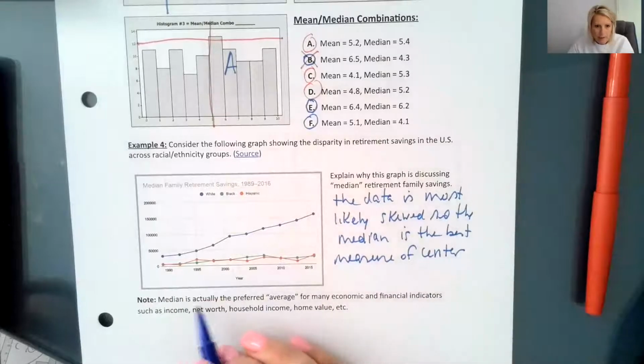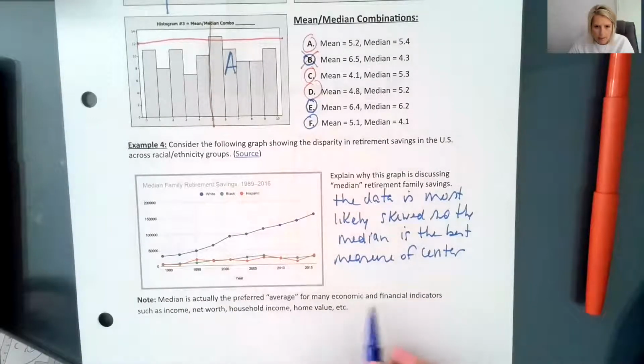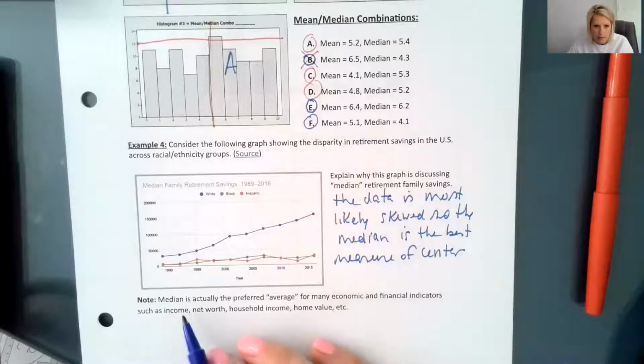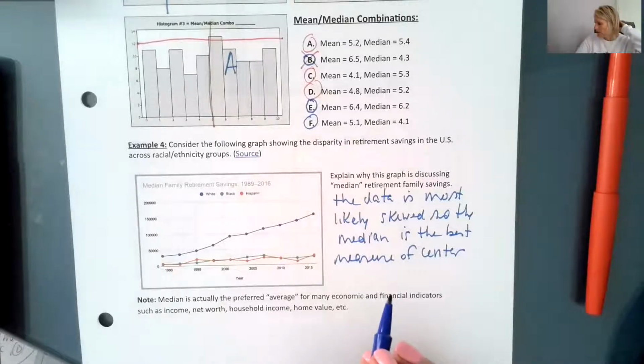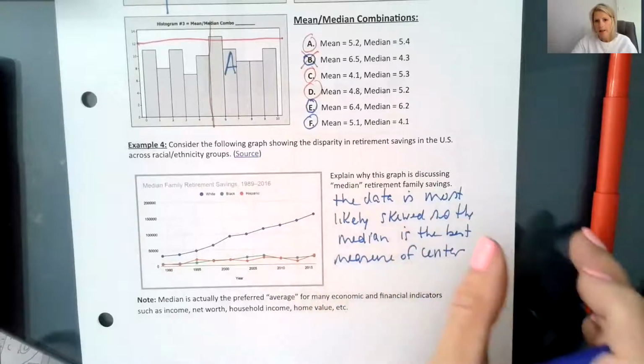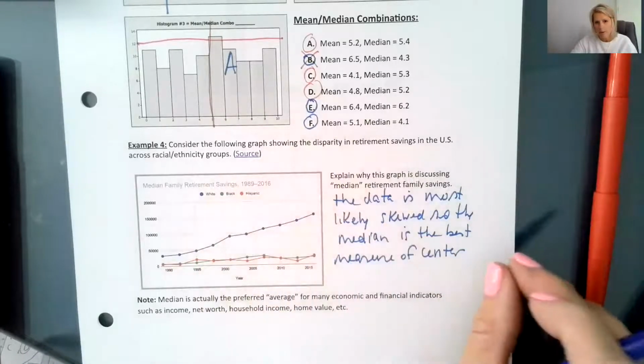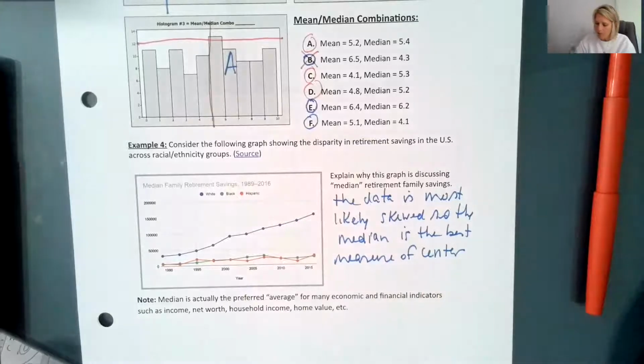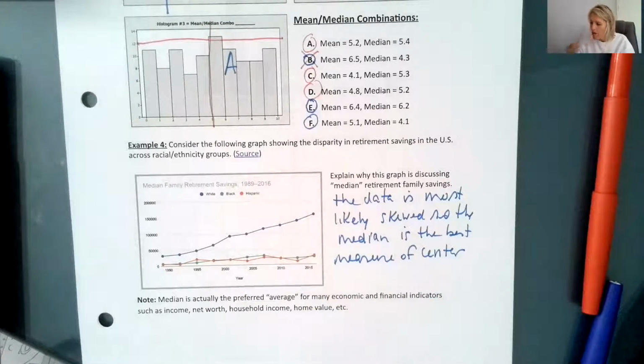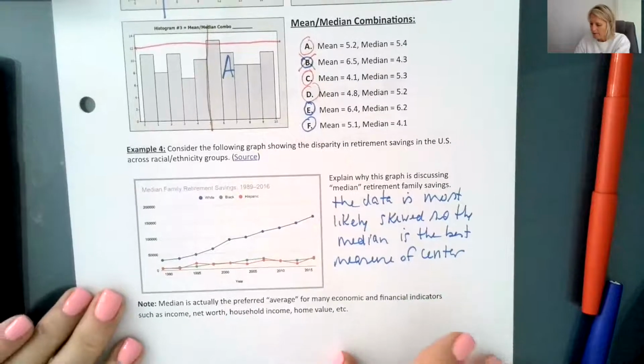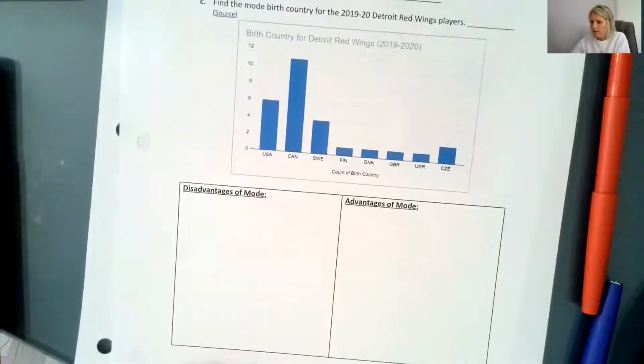Down below it says median is actually the preferred average for many economic and financial indicators such as income, net worth, household income, home value, etc. And that's because there's very few people at the top and they skew everything to the right. So it's most likely skewed right. Okay. Next up.